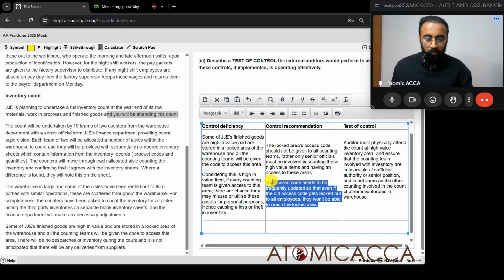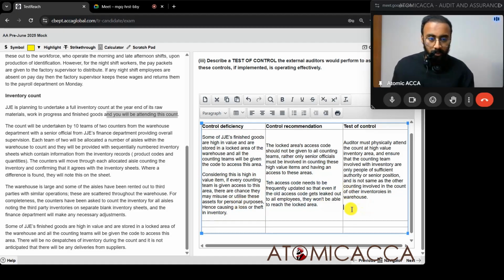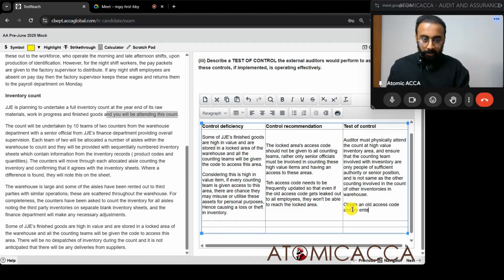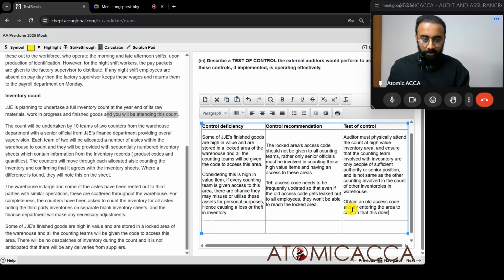Okay, so first thing, we confirm that this thing is working out. What is the second thing we told? The access code being updated. So I can use some old access code. I can ask them what was the old access code, or what is the new access code, then type it in and enter. Then I can see whether this is working or not, and know that the access code is changing. So, obtain an old access code and try entering the area to confirm that this does not work.